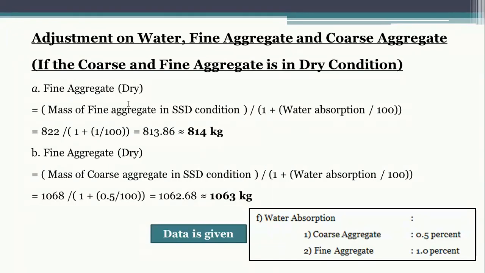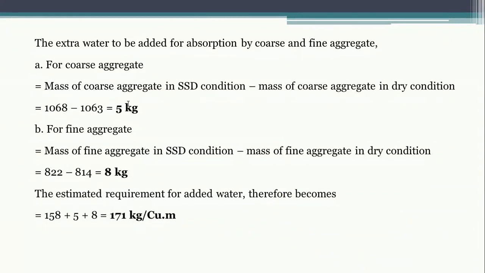So what will we do with the values of 8 and 5 kg? They have to be added to the water content. These are the extra water present in the coarse and fine aggregate: 1068 to 1063 is 5 kg, and 822 to 814 is 8 kg. We have to add it as extra water. 158 was the water content, so 5 kg from the coarse aggregate and 8 kg from the fine aggregate. So now the estimated water content is 177 kg per cubic meter.